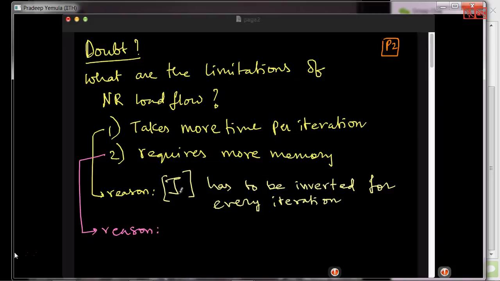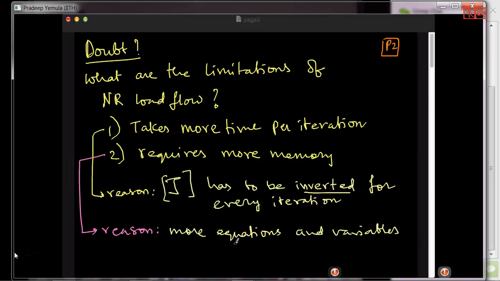So first of all, forming the matrix J itself, you need a lot of equations, and then you have to iterate, and you have to invert the matrix. So matrix inversion is a mathematically intensive method. Now, it requires more memory because there are more equations and variables. Of course, this second one is not that much of a problem.